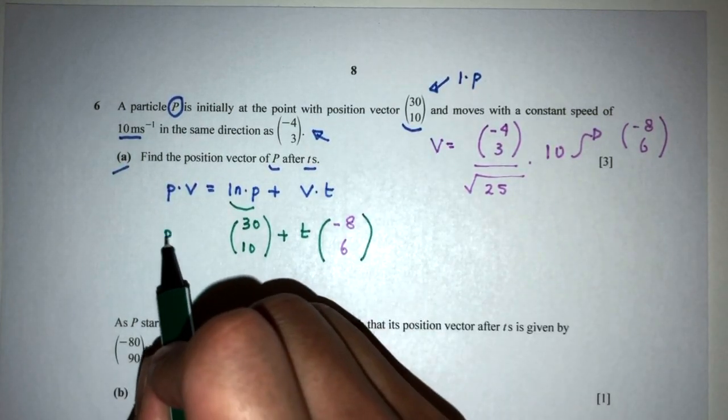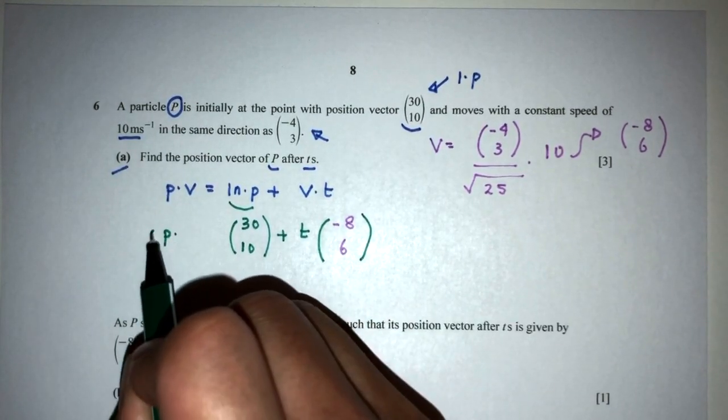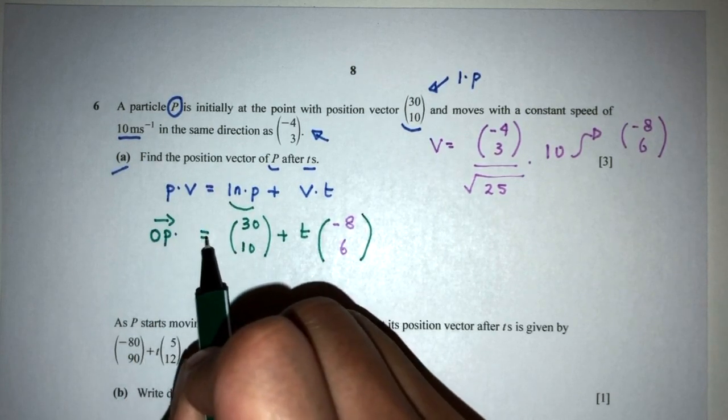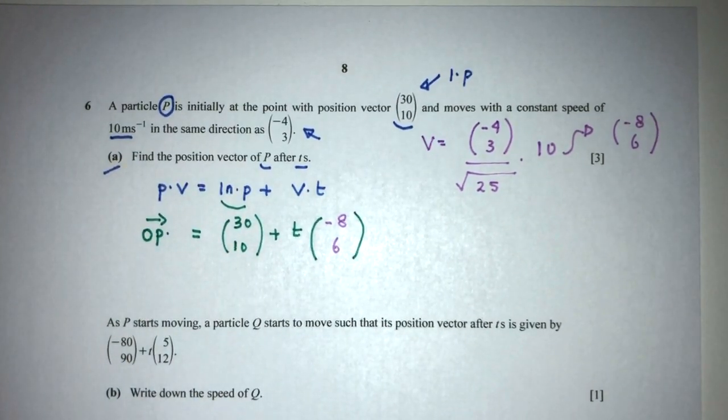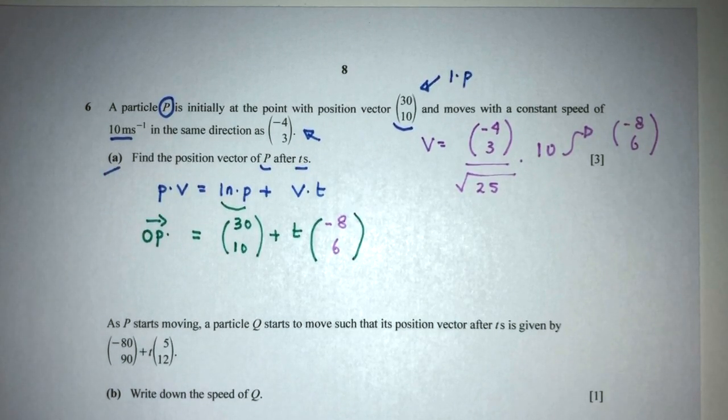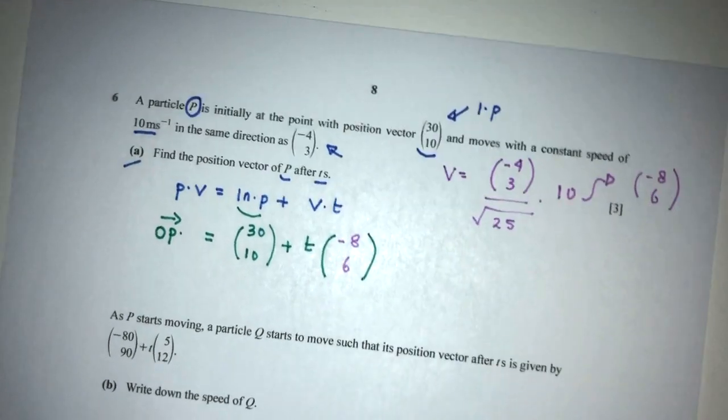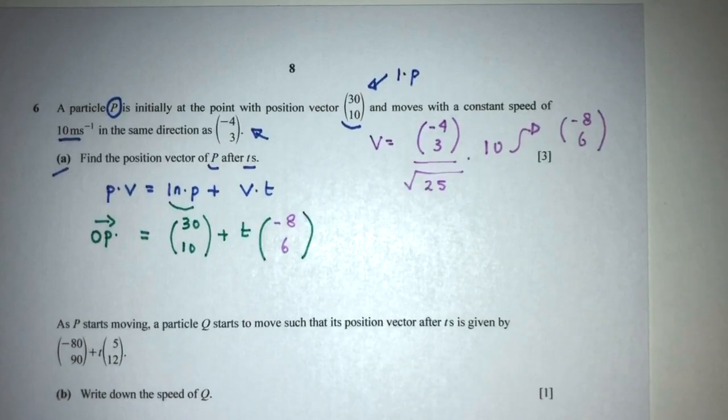So the position vector of P, which is OP, we call this OP. That should be 30, 10 for the initial position, and then t times the velocity for P, the value of v right here. Now that is part A.